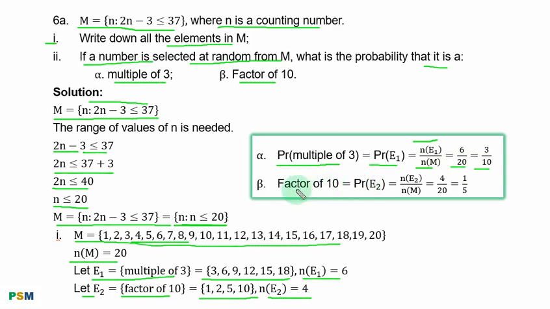Then factor of 10, the probability is E2, and that is number of elements in event E2 over total elements in the sample space, that is set M. You have 4 over 20, and that is 1 over 5.